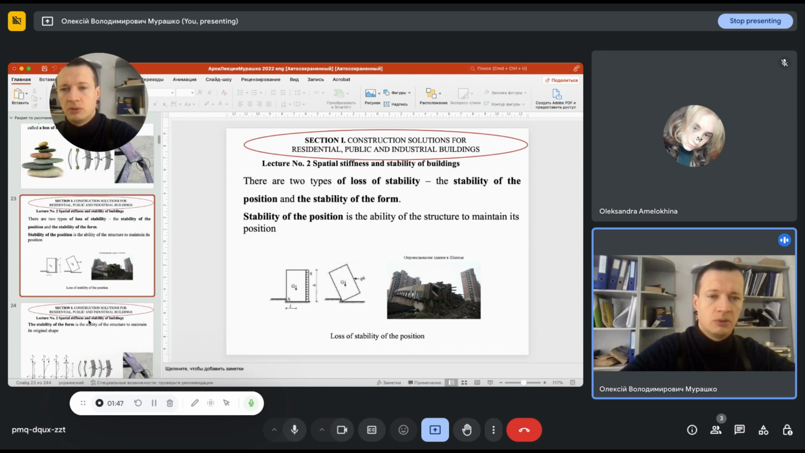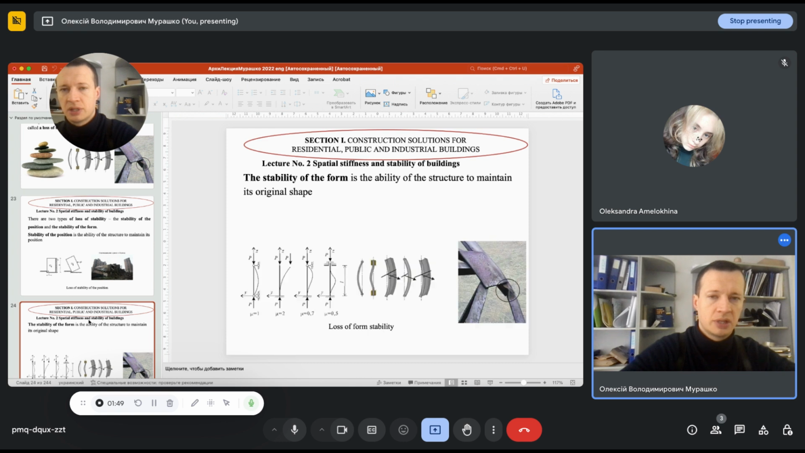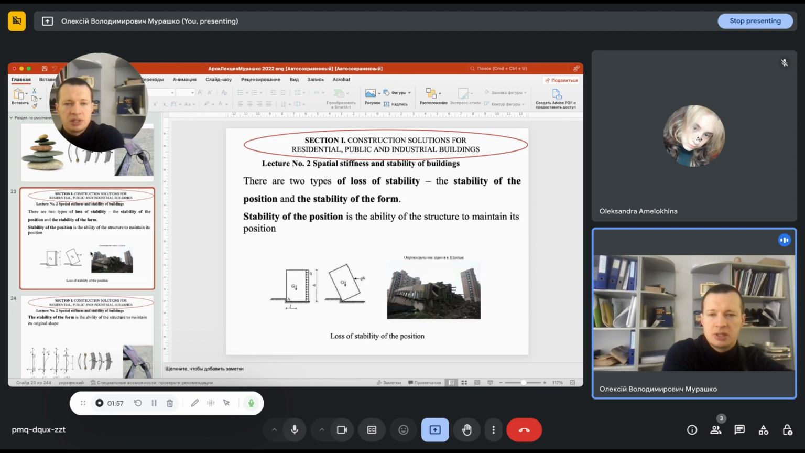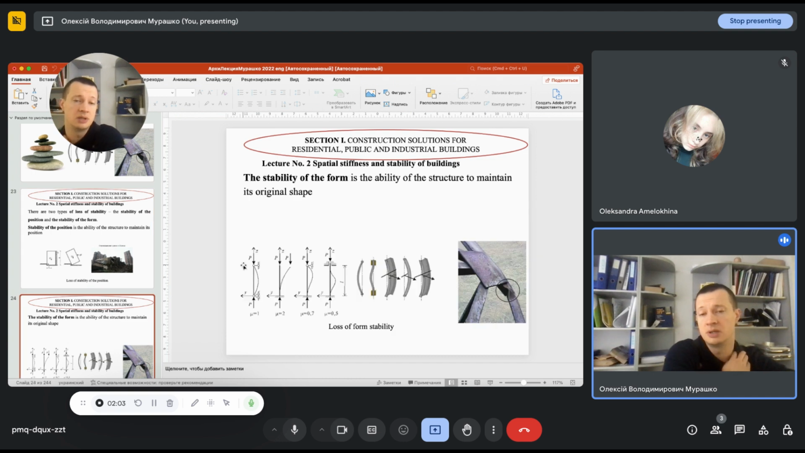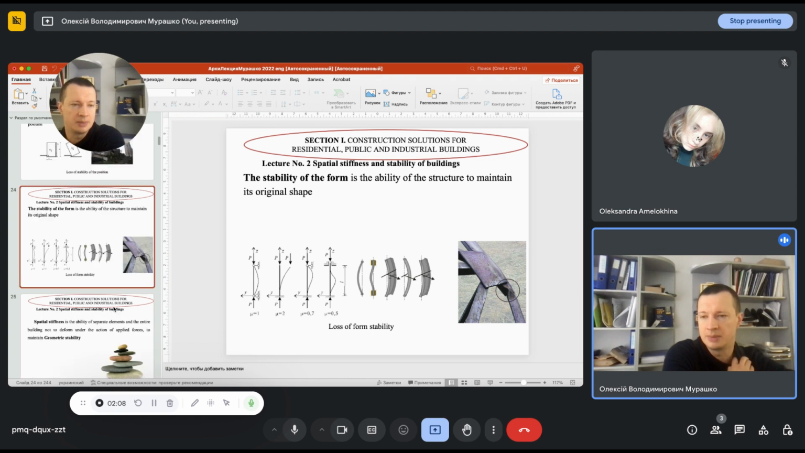And also we have to take into account the stability of form. It is a local type of stability, and if stability of position describes the overall behavior of the building, then the stability of form describes the stability of separate load bearing elements.